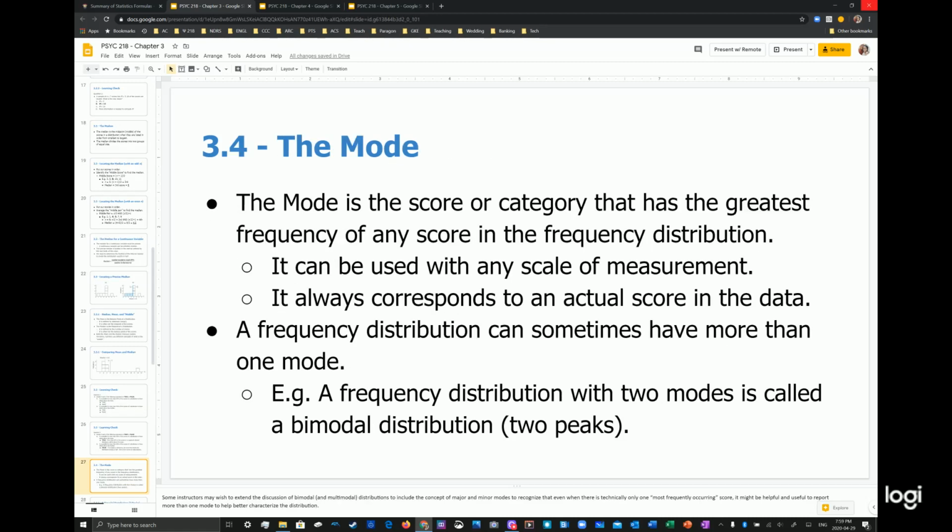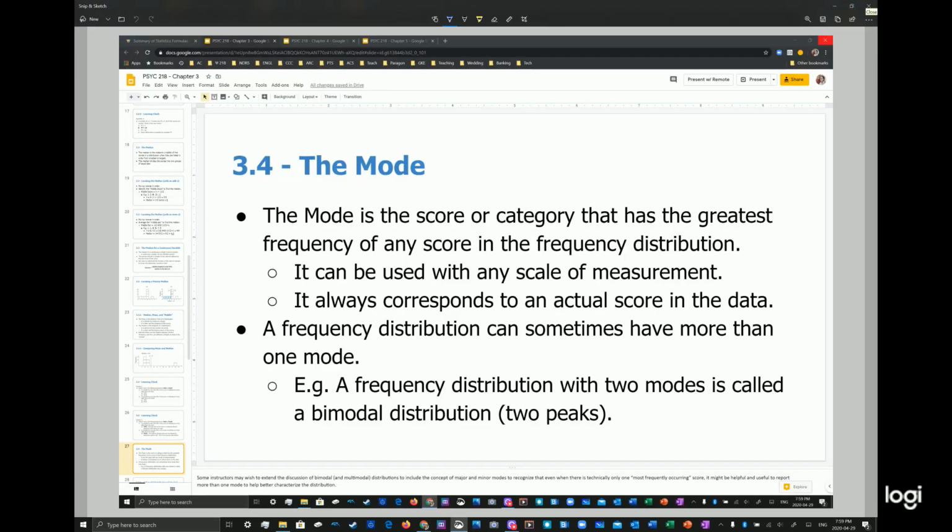Last bit is the mode in terms of the three measures of central tendency. The mode here is pretty straightforward. It's the most common score with the greatest frequency. That's about it, really. The other points say you can use the mode for any scale of measurement. It always, always, always corresponds to an actual score in the data.